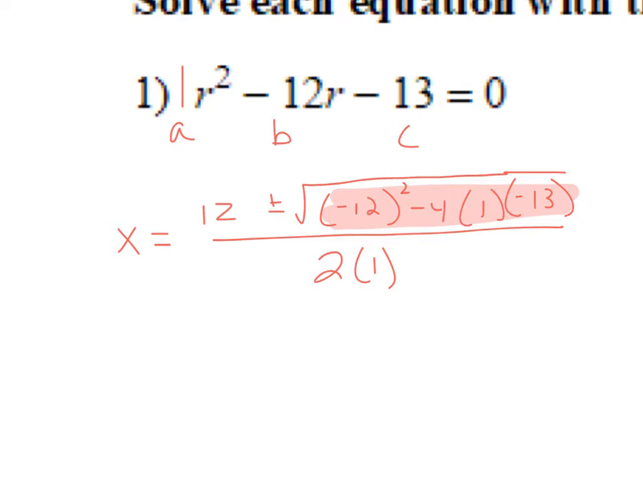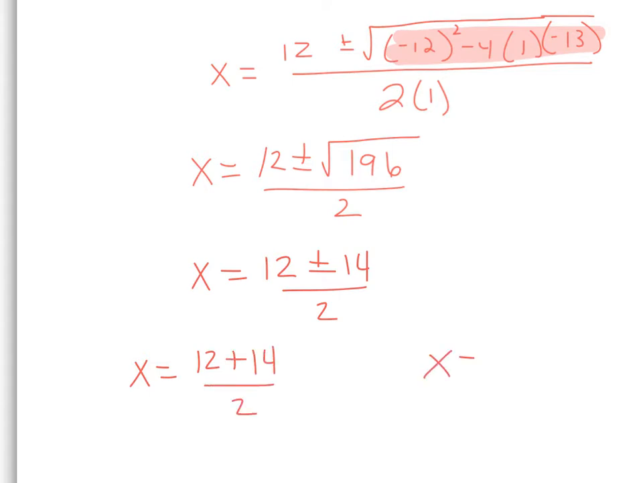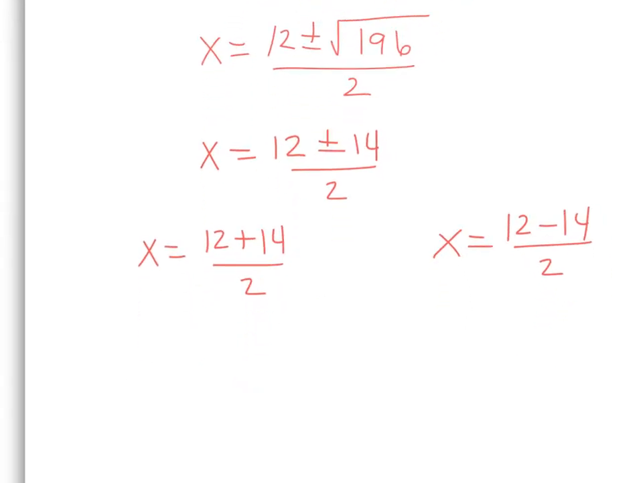Okay, and when I do that, I got x equals 12 plus or minus, and I've got the square root of 196 on the inside here, divided by 2. Now I'm going to take the square root of 196, and I end up with 14. So x equals 12 plus or minus 14 divided by 2. Okay, so now we get x equals 12 plus 14, divided by 2, and x equals 12 minus 14, divided by 2.